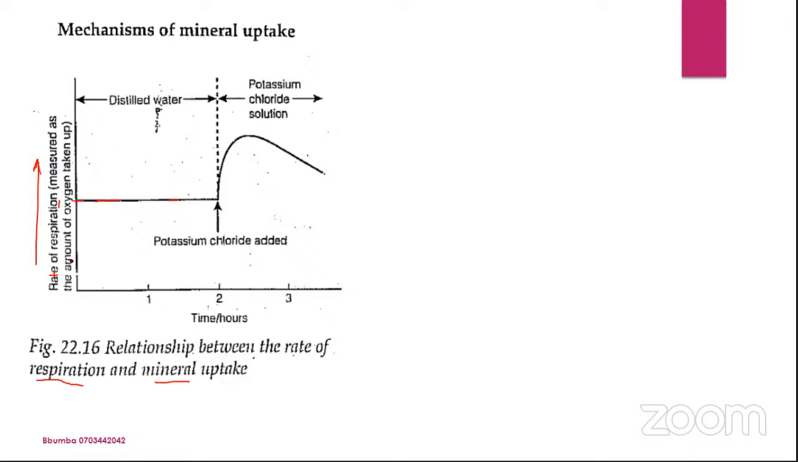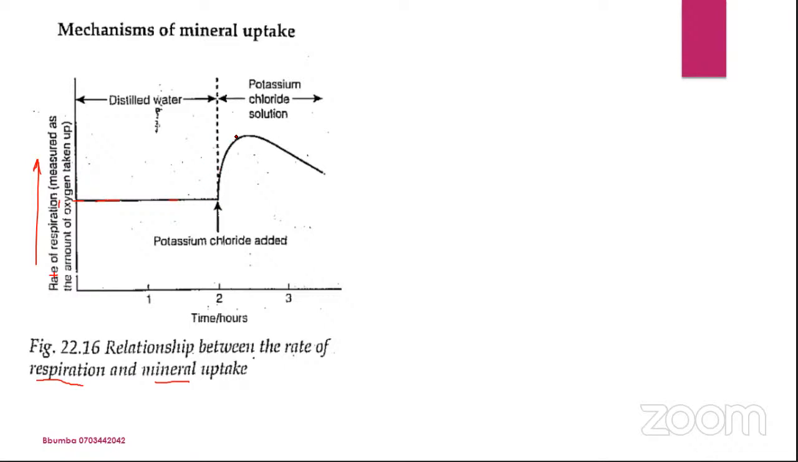The question is very clear in this graph: when these cells were in a culture, placed or preserved in distilled water, the rate of respiration was just constant. But in that solution where these cells were, when potassium chloride was added, the rate of respiration increased rapidly. You can see that it increased rapidly.